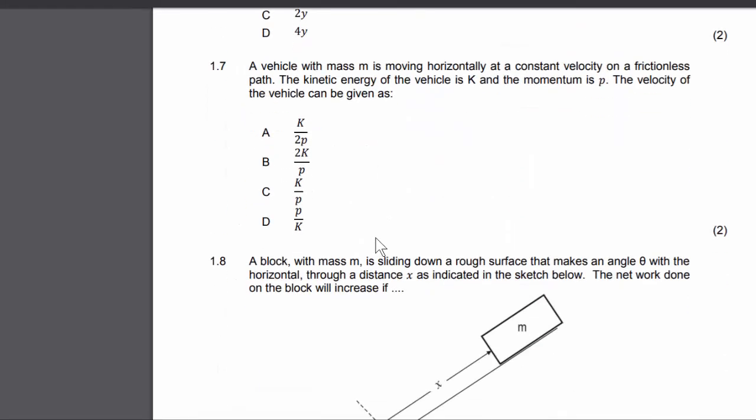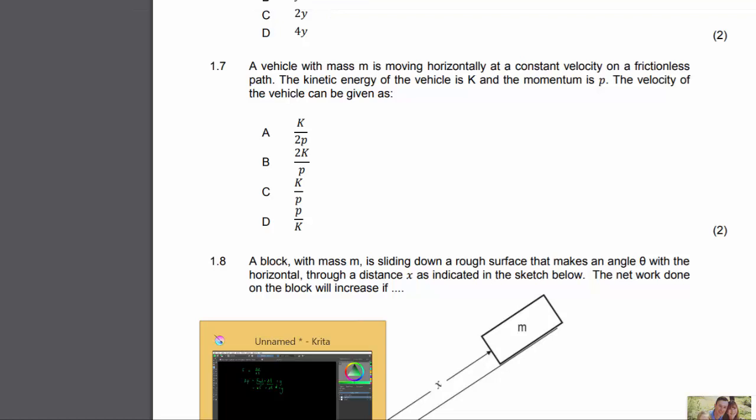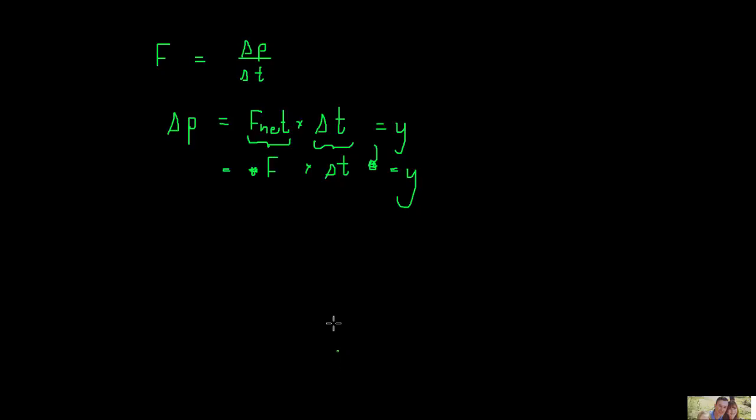Question 1.7: a vehicle with mass m is moving horizontally at a constant velocity on a frictionless path. The kinetic energy of the vehicle is K and its momentum is p. The velocity of the vehicle can be given as... okay, so if we just work this out, we have mass m, kinetic energy K.